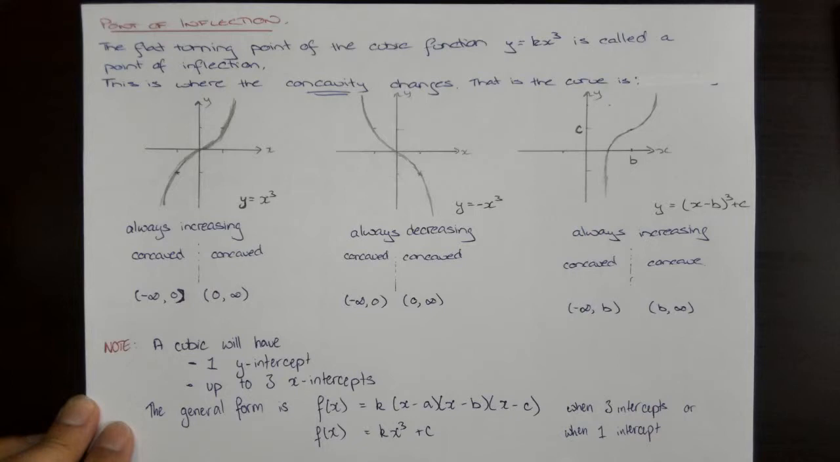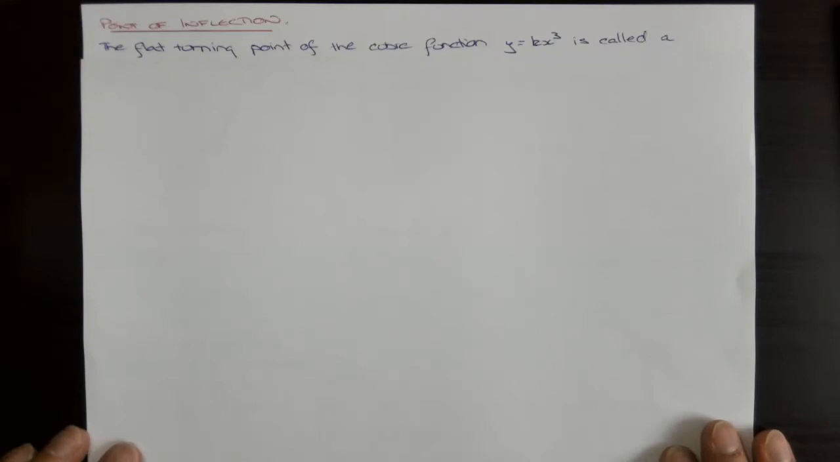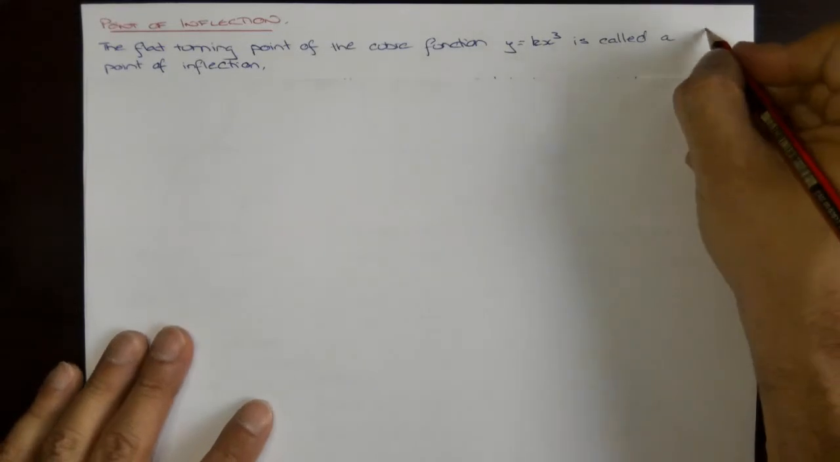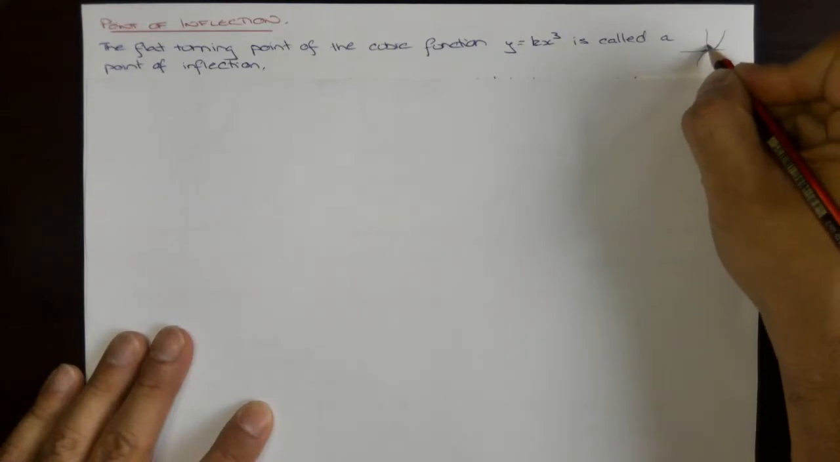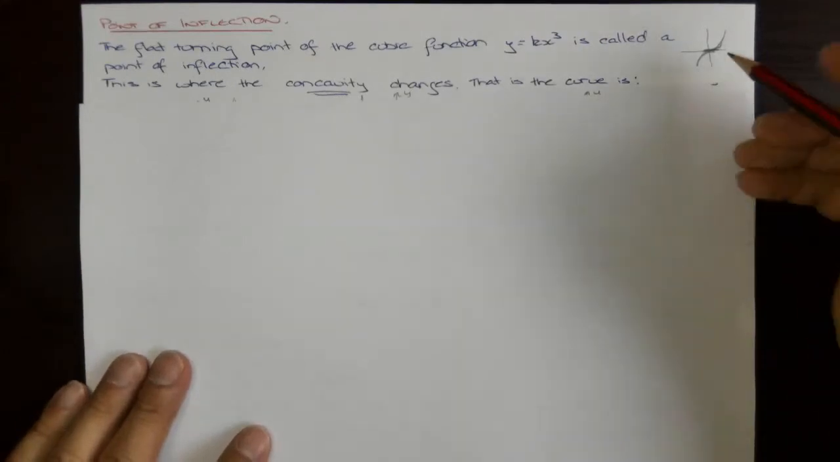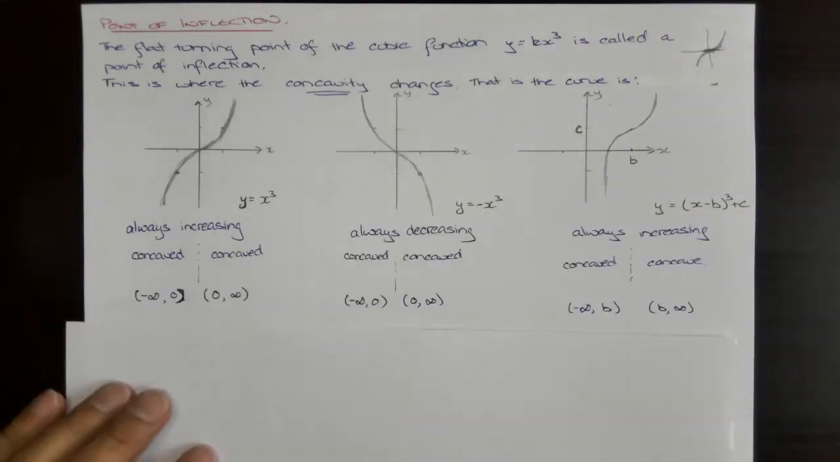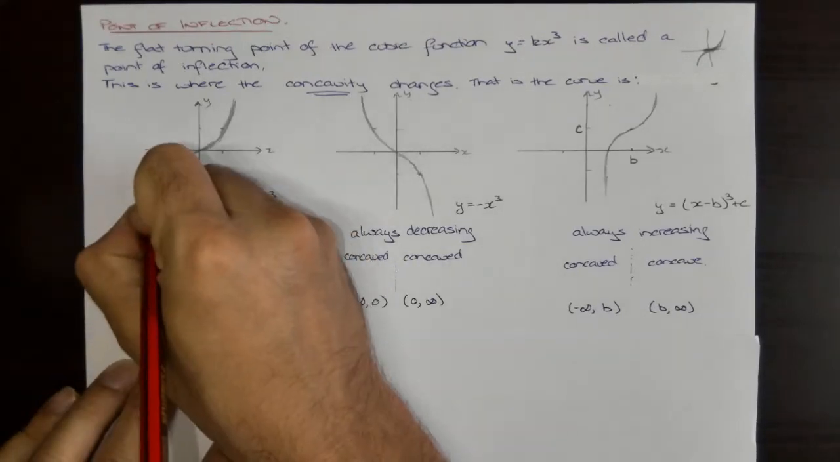Some key points that we need to know. We need to know what a point of inflection is. The point of inflection is the flat turning point of a cubic function. So we've got a cubic y equals kx cubed, and where it turns, this point here is the point of inflection. It means that the concavity changes. So here we have y equals x cubed, and this function is always increasing.